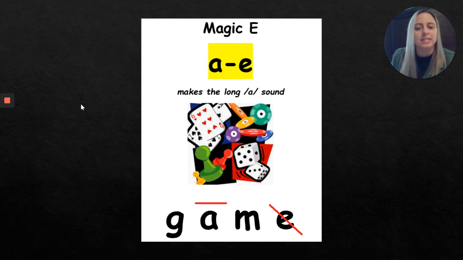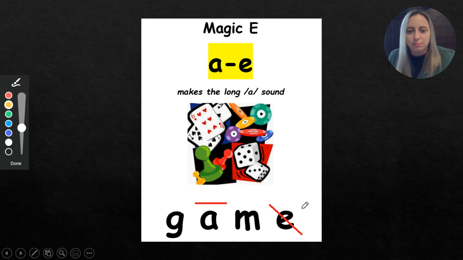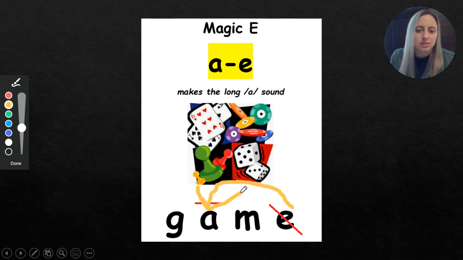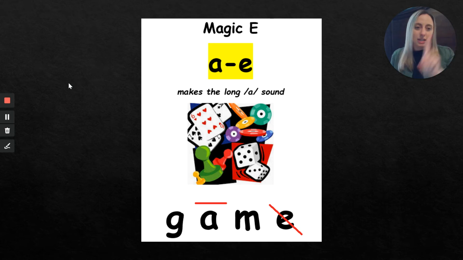The last sound you hear is M. So what is E's role here? E is not making any sound, but yet he's there. This is a magic E. The magic E jumps over from its spot and tells the first vowel to say its name. Interesting. E is not making any noise, but E is telling another vowel what to do. A magic E at the end makes the first vowel say its name in a word like game.